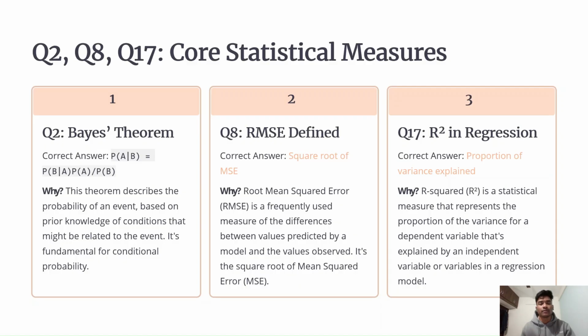For question number 8, RMSE. The correct answer is square root of MSE. RMSE just tells us how far our predictions are from real values. Lower RMSE means it's a better model. Question number 17, R squared. So the correct answer is proportion of variance explained. It explains how much of the output your regression model is able to predict. The higher the R squared value, the better the fit.